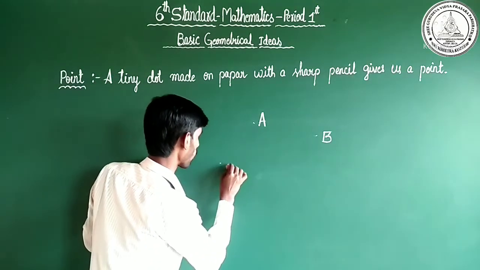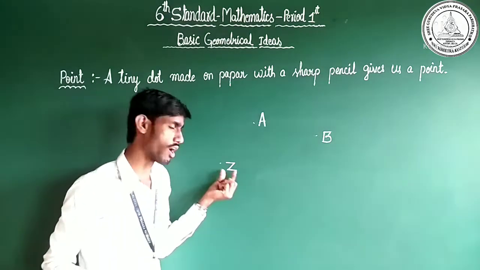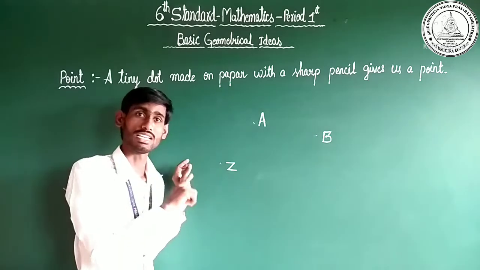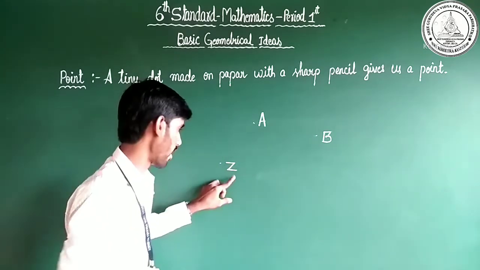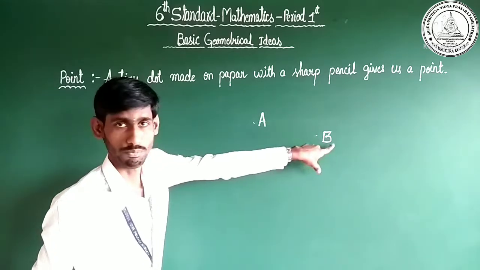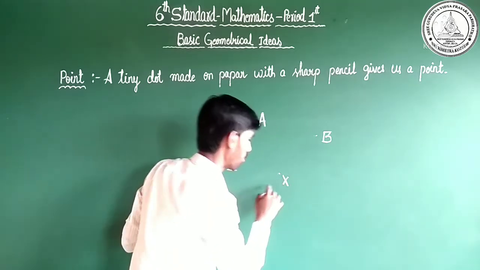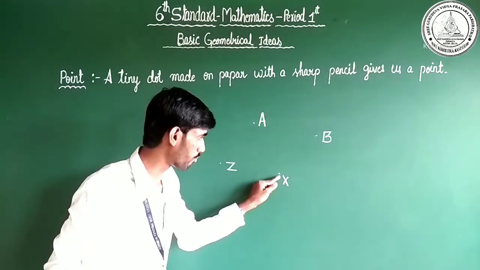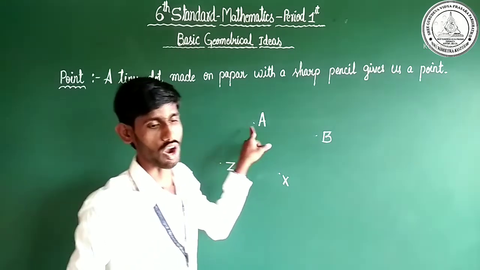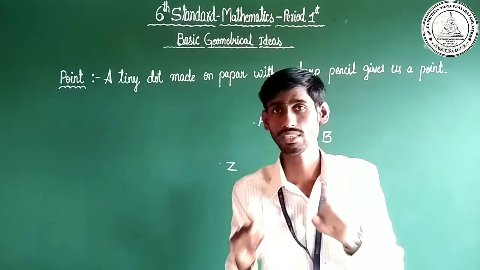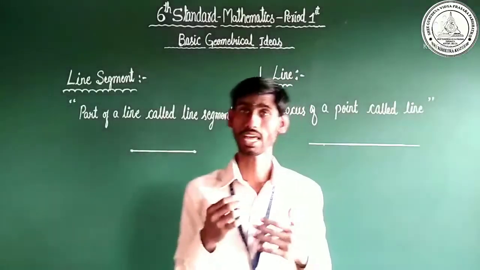One more point. It is Z. What is the name of the point? Z. How can we read point Z? Dear children, it can be read as point Z, point A, point B. And this is X. Point X. The name of the given point is X. It has a fixed position, but not breadth, length and also thickness. Are you clear now?